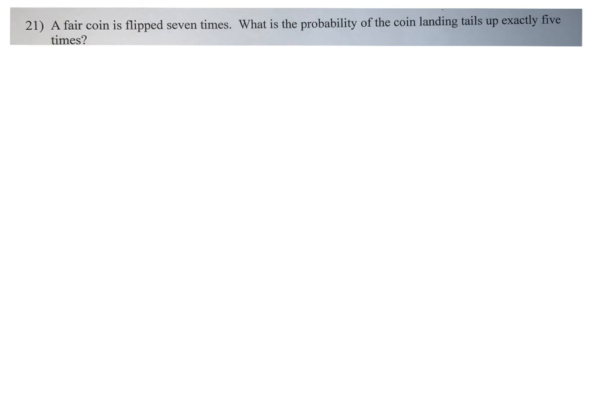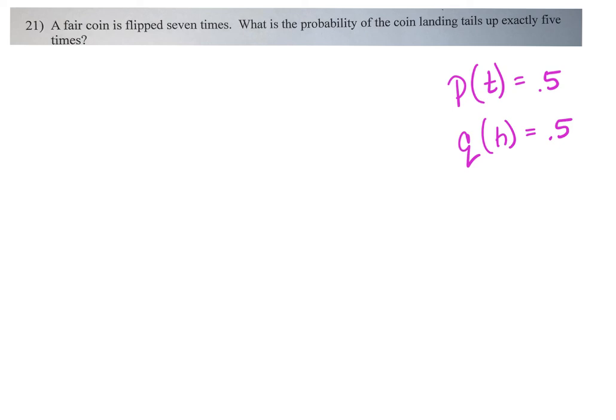This says a fair coin is flipped 7 times. What is the probability of the coin landing tails up exactly 5 times? All right, exactly 5 times. So the probability of tails, that's what we want. That is going to be 1/2 or 0.5, like whatever you do in your calculator, I don't care. The probability of heads then is also 0.5. All right. We are flipping it 7 times. We want exactly 5 tails, right?